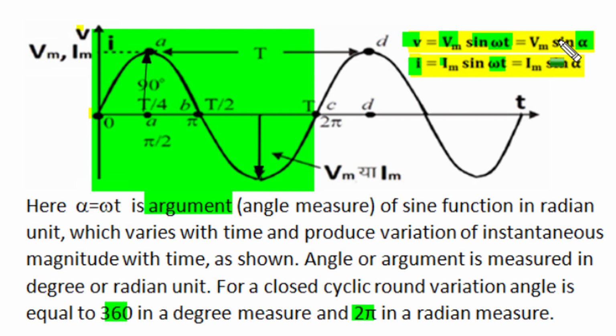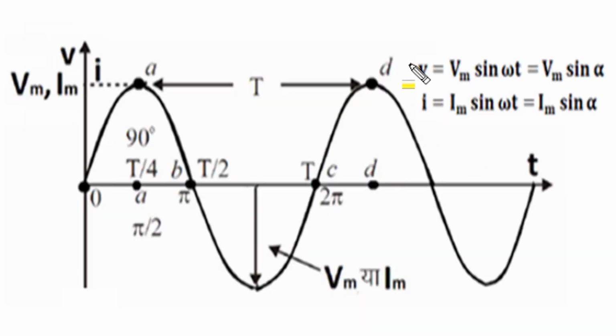In the trigonometric expression of instantaneous voltage, this multiplier Vm in front of the sinusoidal function is known as the peak value or amplitude of voltage. Similarly, in this instantaneous current relation Im sin omega t, this Im is the maximum magnitude or amplitude of current.